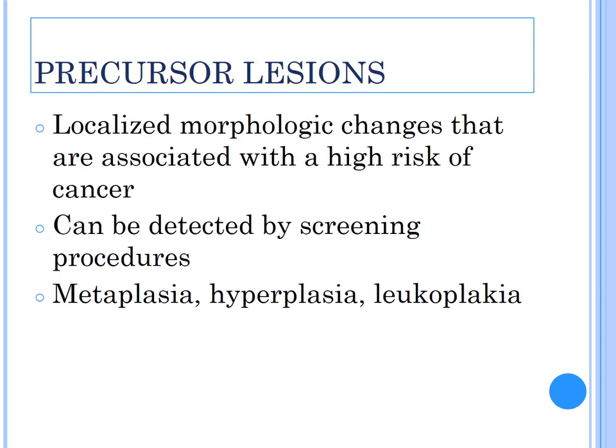Now you have also precursor lesions. Precursor meaning they are giving a high risk of cancer to the patient. And that can be detected now by screening procedures. And there are three here mentioned. You have metaplasia, hyperplasia, and leukoplakia. When you were taking up adaptive changes, that was already mentioned to you. That in some conditions, not in all, but in some conditions, that may give a higher risk of malignancy or cancer to the patient.